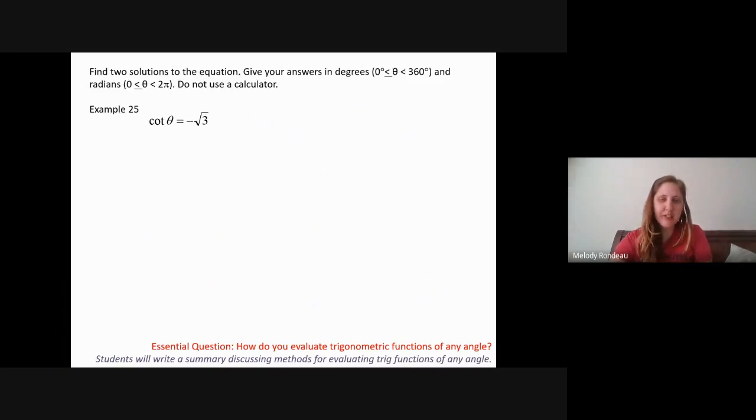Then our last one, example 25 for the day, cotangent theta equals negative square root of 3. My very first thing, once again, I'm always going to look at these in terms of ratios. Cotangent's a little different because it uses x and y, versus sine, which uses only y on the unit circle, and cosine, which uses x. But tangent and cotangent use both. So you could do it as cotangent or you could switch it to tangent if that makes you happier.